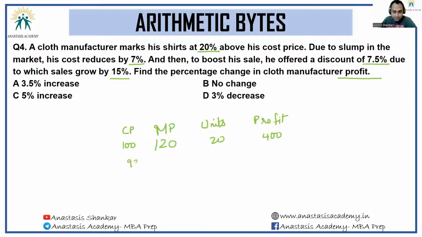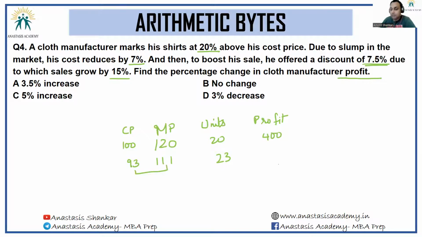His cost has reduced by 7%. So it has become 93. He had offered a discount of 7.5%. So his market price will now be 37 by 40 into this. So 111. And his sales had grown by 15%. So the number of units that he was selling will increase by 15% or become 23. Profit per unit is now 18.